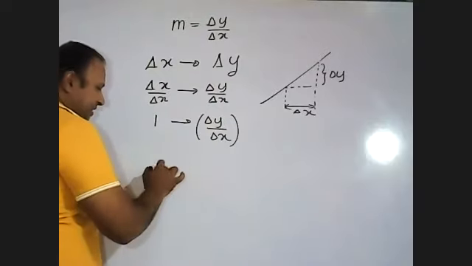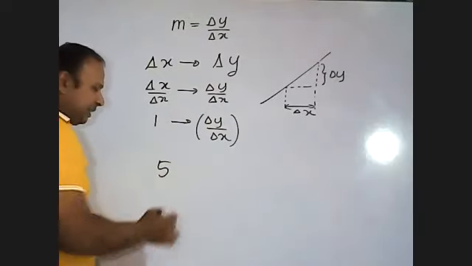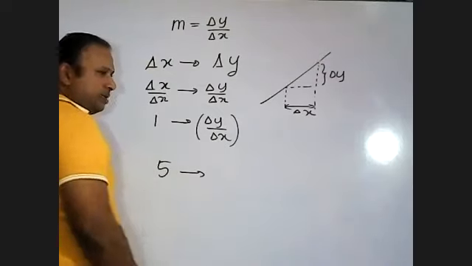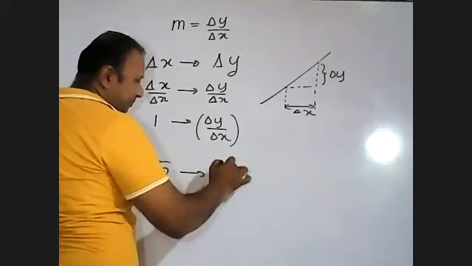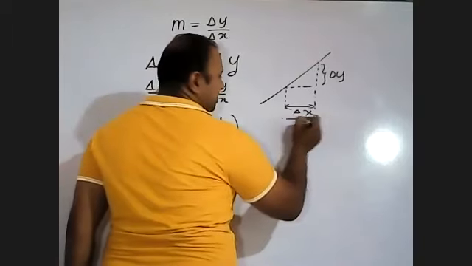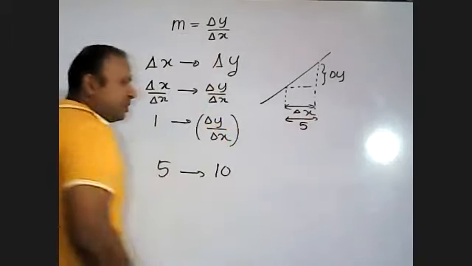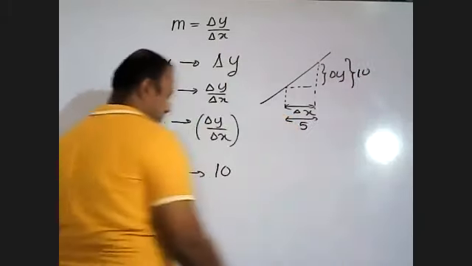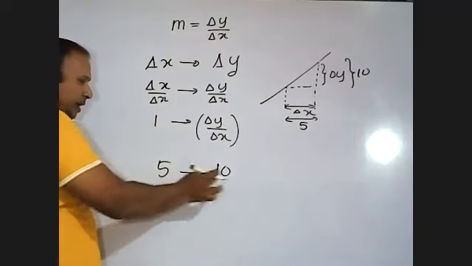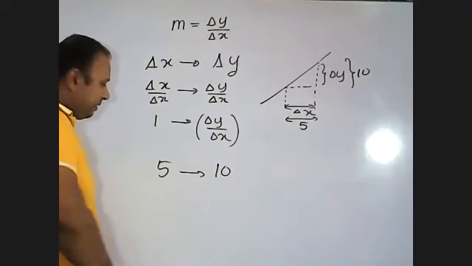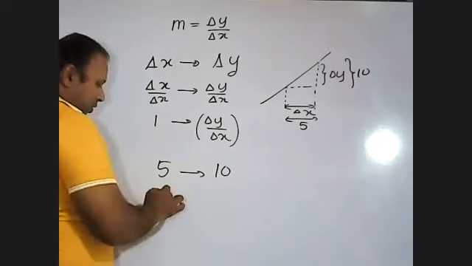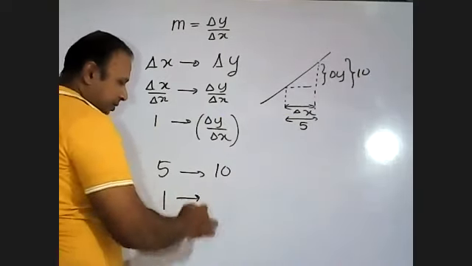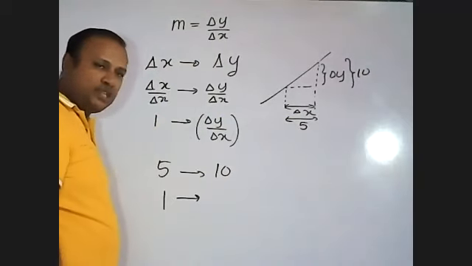Suppose the change in x is equal to 5 and the change in y is equal to 10. That means if I change the x value by 5, the difference in y value is 10. Okay, so if I change the x value by unit 1, then what will be the change in y? You have to divide.